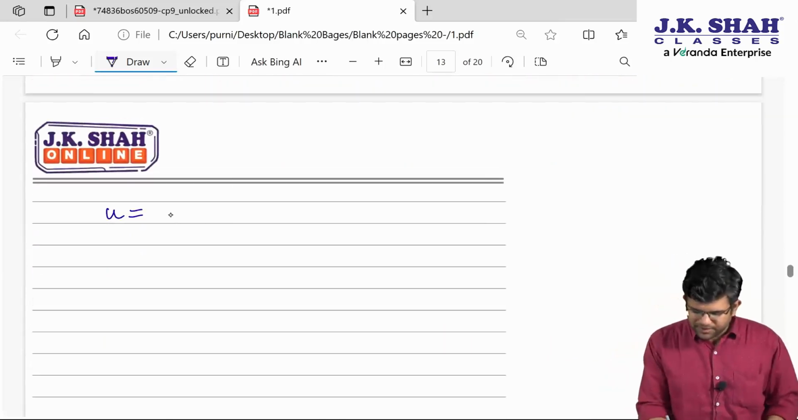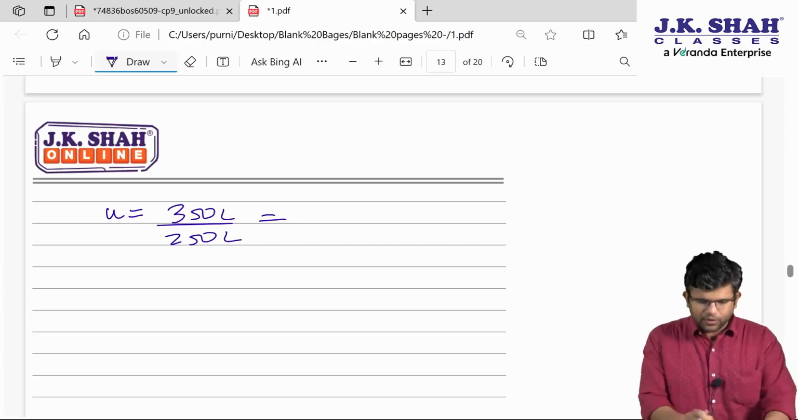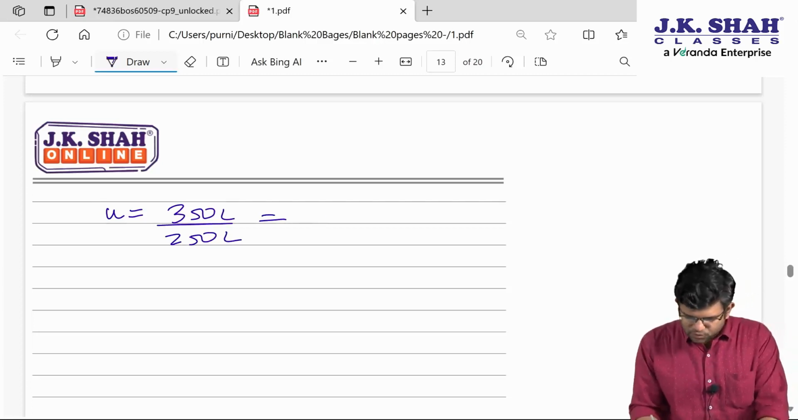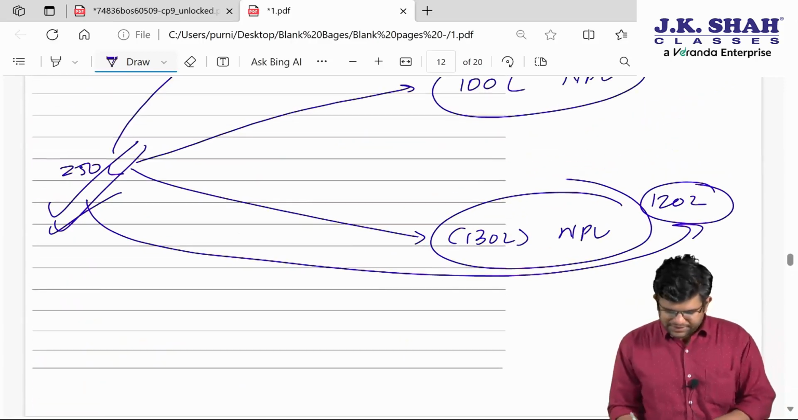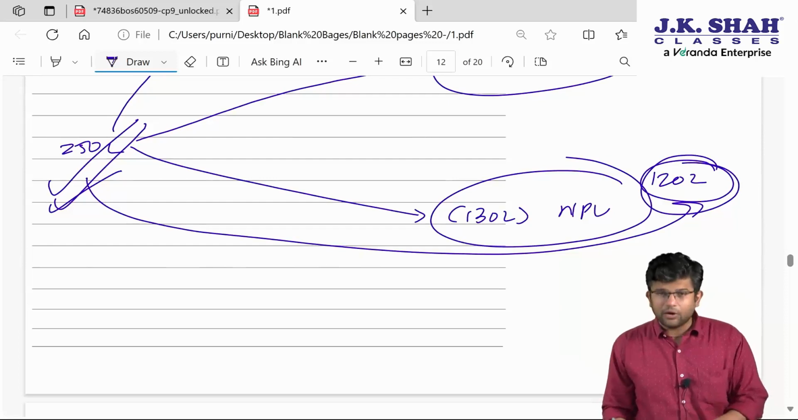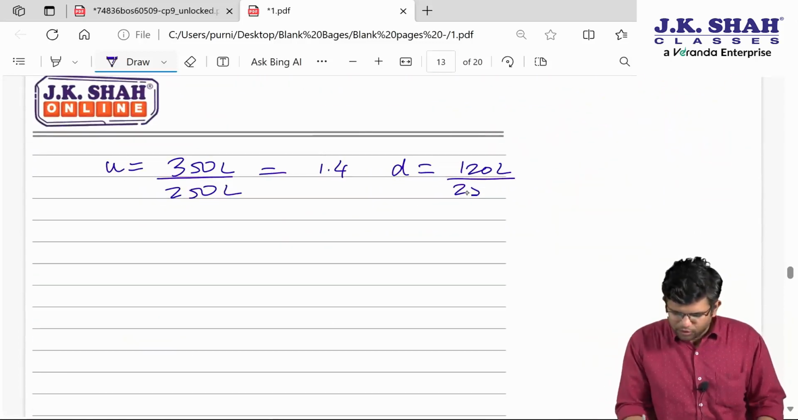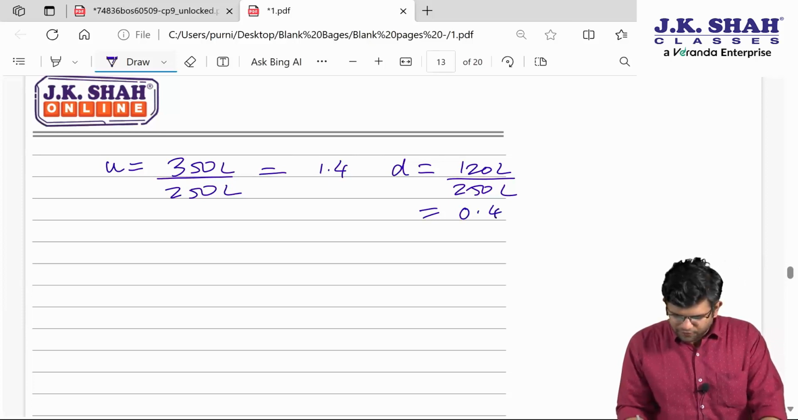So the U for me is 350 upon 250. Let's see what this comes to. So I'll do 350 upon 250. This is 1.4. The D students comes to, now can I say the 250 could go to 120 also. So do you therefore realize D is 120 upon 250. So I'll take the calci, 120 divided by 250 and this comes to 0.48.